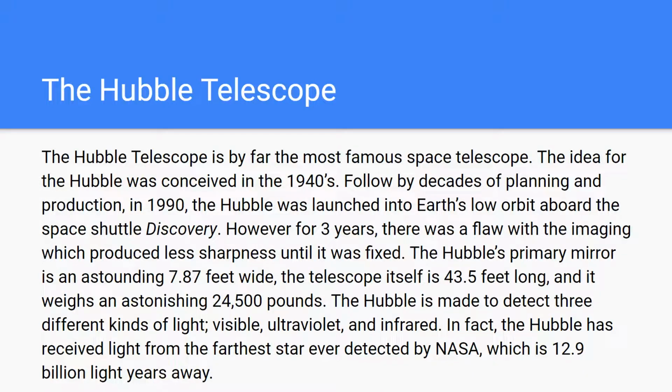The Hubble is made to detect three different kinds of light: visible, ultraviolet, and infrared. In fact, the Hubble has received light from the furthest star ever detected by NASA, which is 12.9 billion light years away.